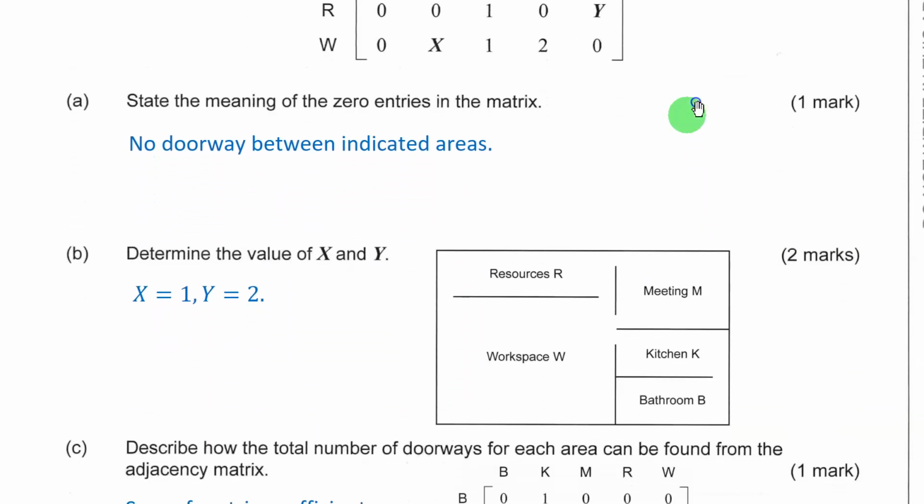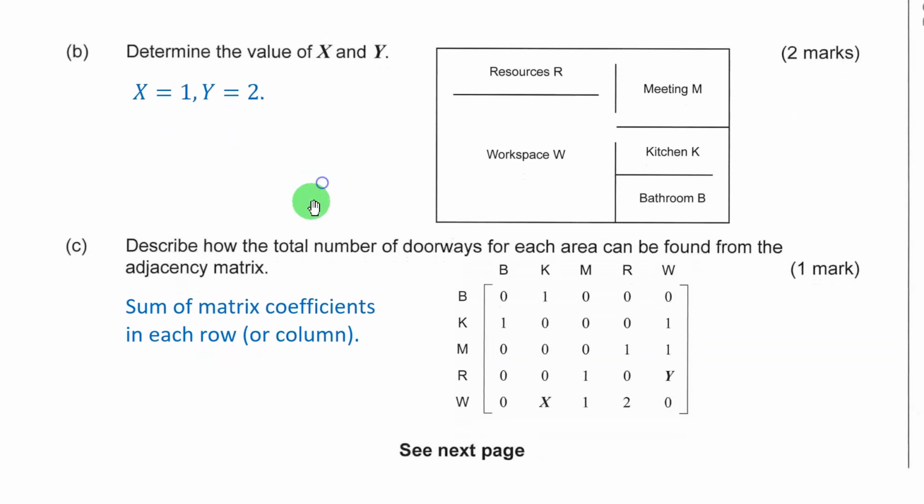For the next part B, let's have a look. Determine the value of X and Y. Here's a copy of the matrix down here. But basically, because this is not a directed adjacency matrix, then we know it's going to be perfectly symmetrical. So we could either say X is going to be, if we follow the diagonal across here, it's going to be 1. And Y, if we come down on the diagonal there, has to be 2.